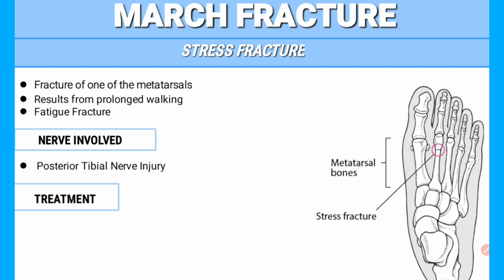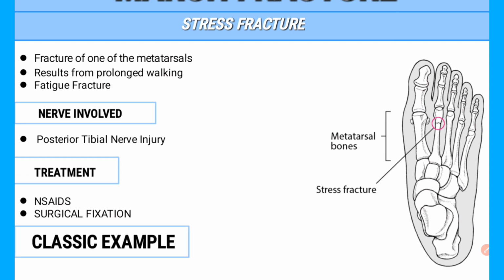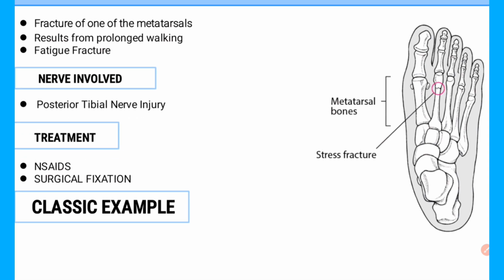The treatment of march fracture is NSAIDs, non-steroidal anti-inflammatory drugs, and in some cases surgical fixation, and crutches are also used. The classic example of march fracture is ballet dancers. Because of the unbalancing movements of the dancers, it can cause a march fracture, and also in hikers because of prolonged walking.